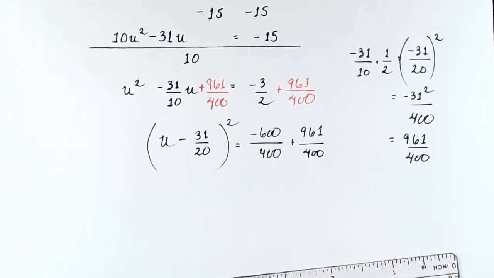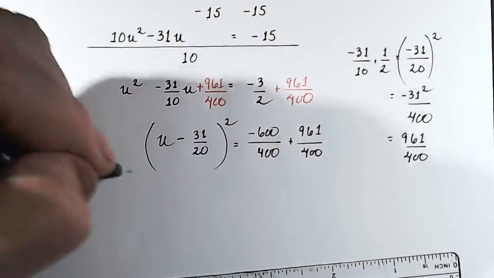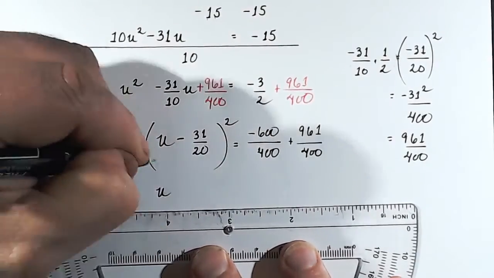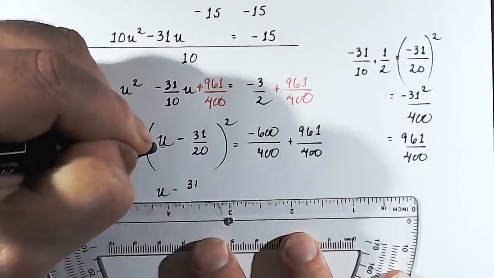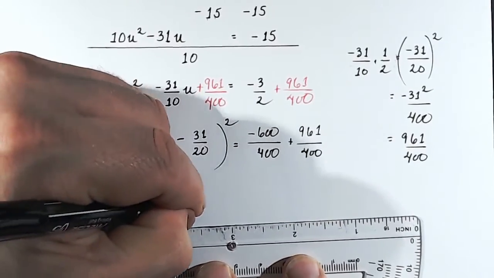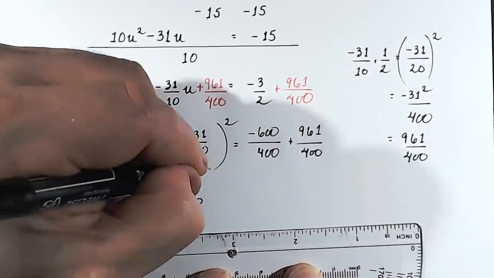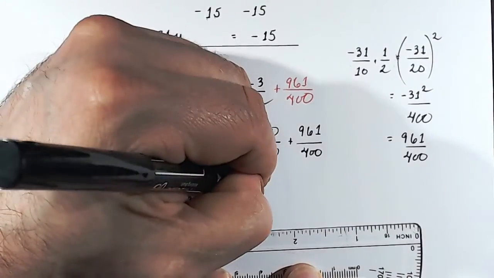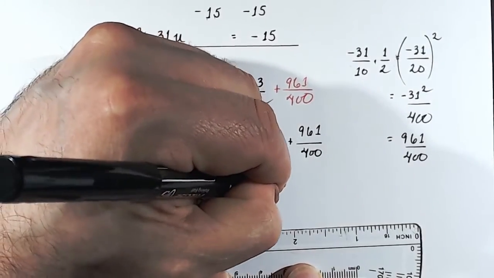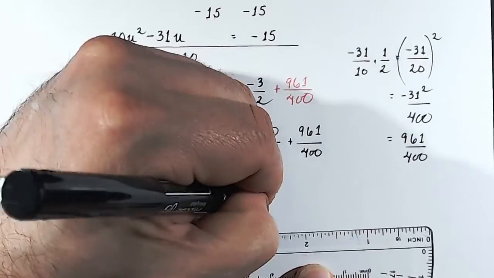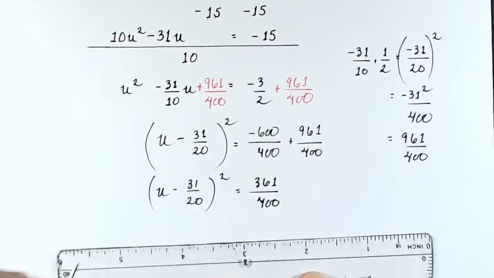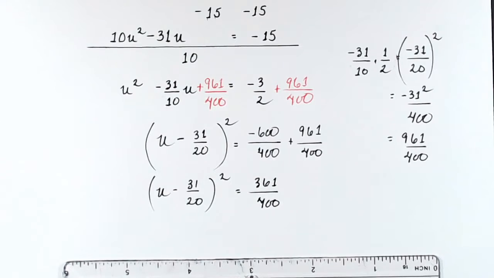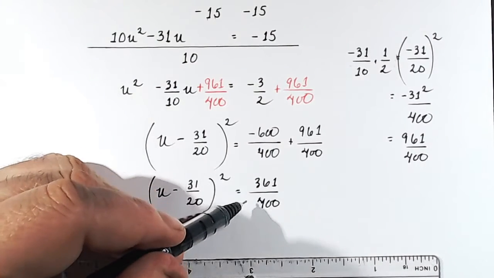Okay, and so we'll just combine these together. Negative 600 plus 961 is 361. So this again is (u − 31/20) squared set equal to 361 over 400. Now both of these terms, if you're completing the square, these will always be perfect squares.